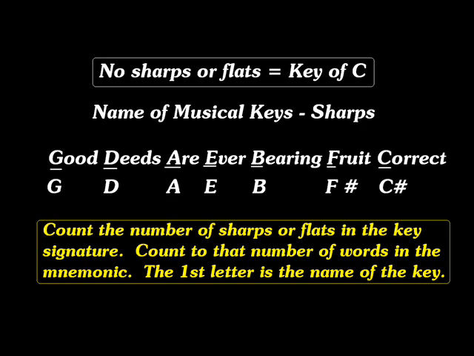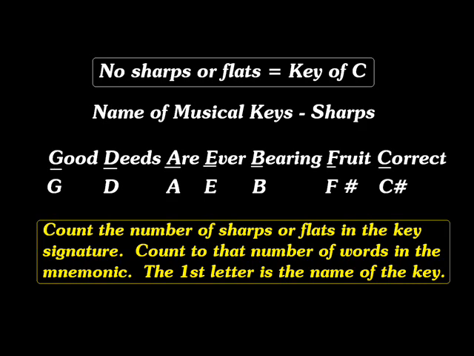Next, turn to the mnemonic and count words until you reach that number. The first letter of that word is the name of the key. So if you count 4 sharps, you go to the 4th word in the mnemonic, and the first letter is E. The name of the key is E.